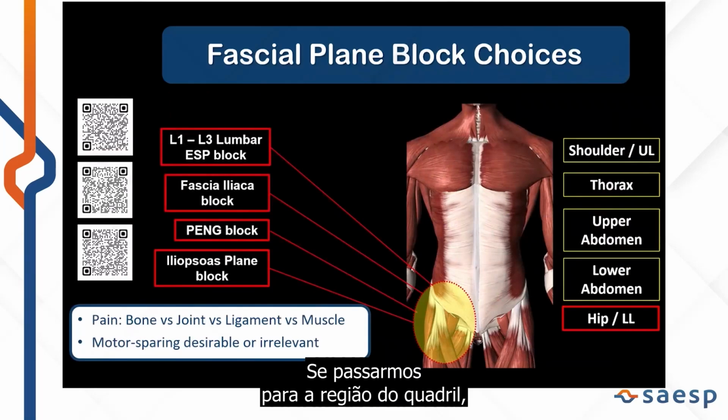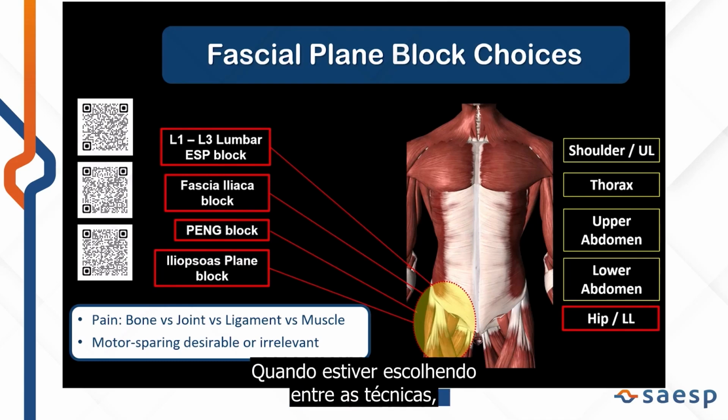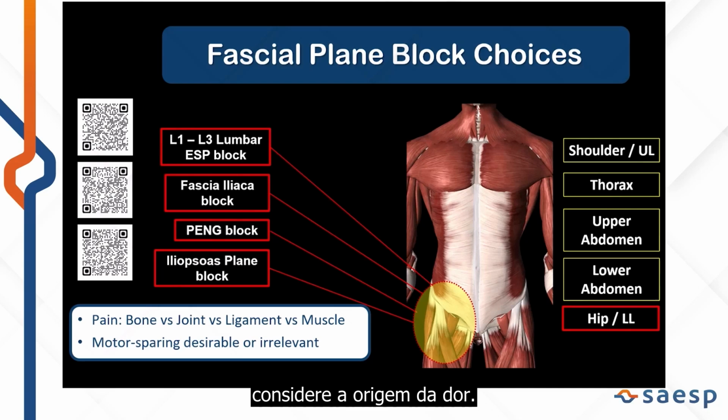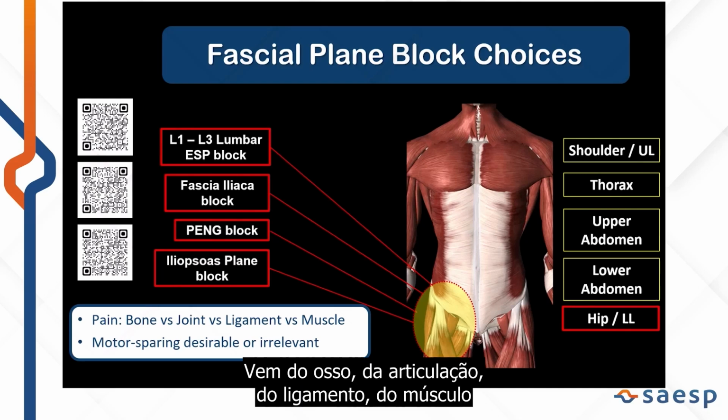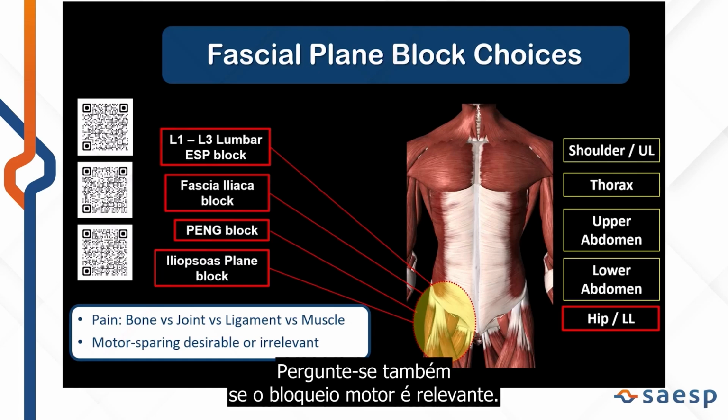If we move on to the hip region, there are also several choices for fascial plane blocks, although you may not have thought of them all as fascial plane blocks. Now, when you're trying to choose between techniques, consider where the pain is arising from. Is it the bone, the joint, ligament, or muscle, or a combination of both? In addition, ask yourself whether motor block is relevant.